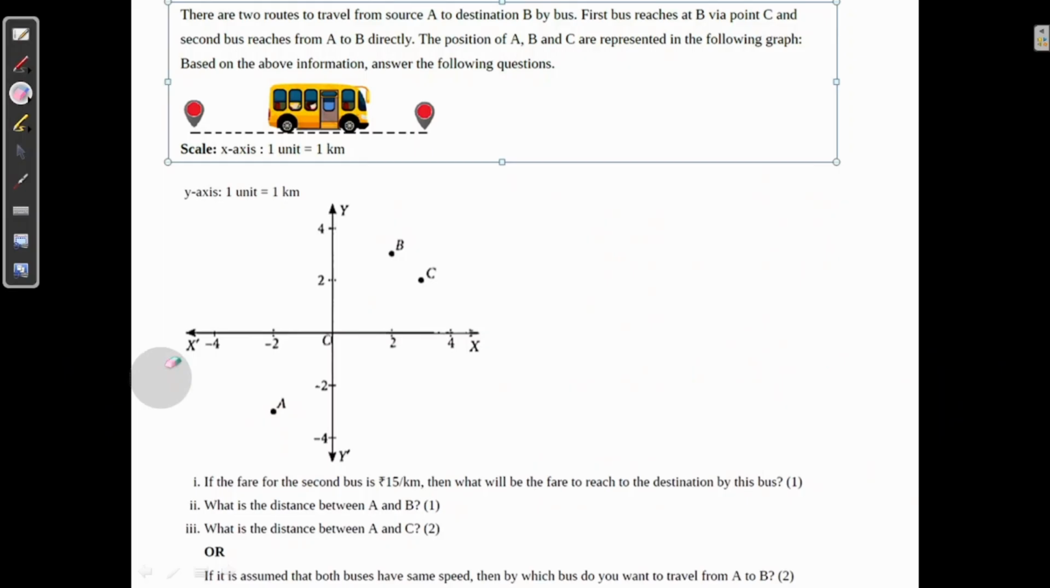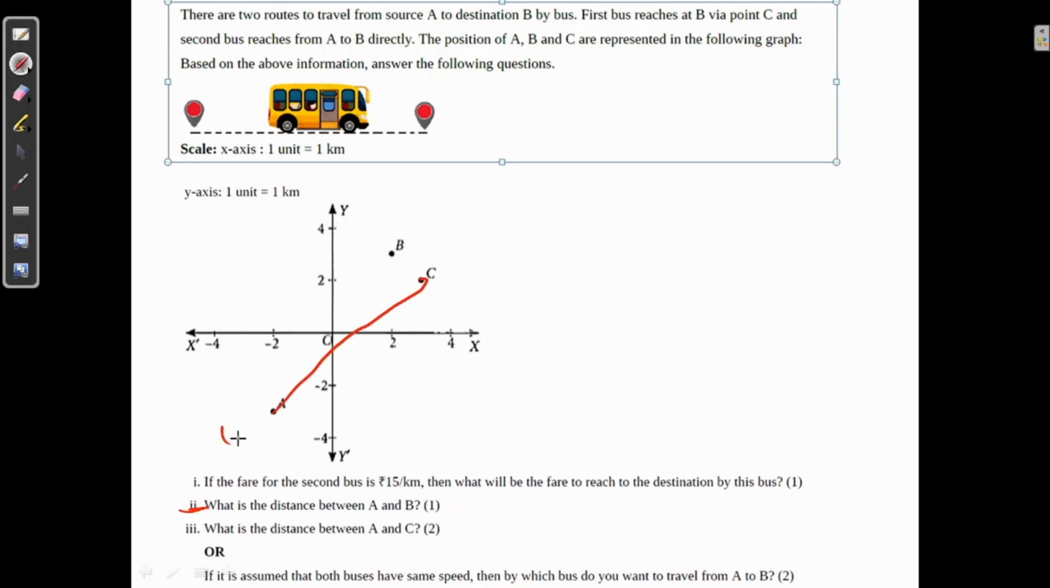Okay, now what is the second question? What is the distance between A and B? Just now we have found the distance between A and B. The distance between A and B was root of 52, which was 2 root 13. Just now we found it, so I am not going to solve it again. Question number 3. What is the distance between A and C? Just Ravi's question they are asking. The distance between A and C.